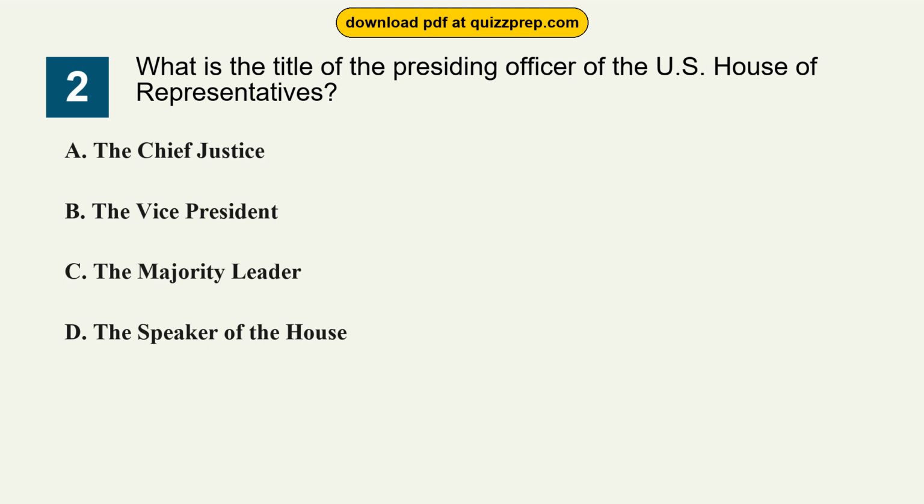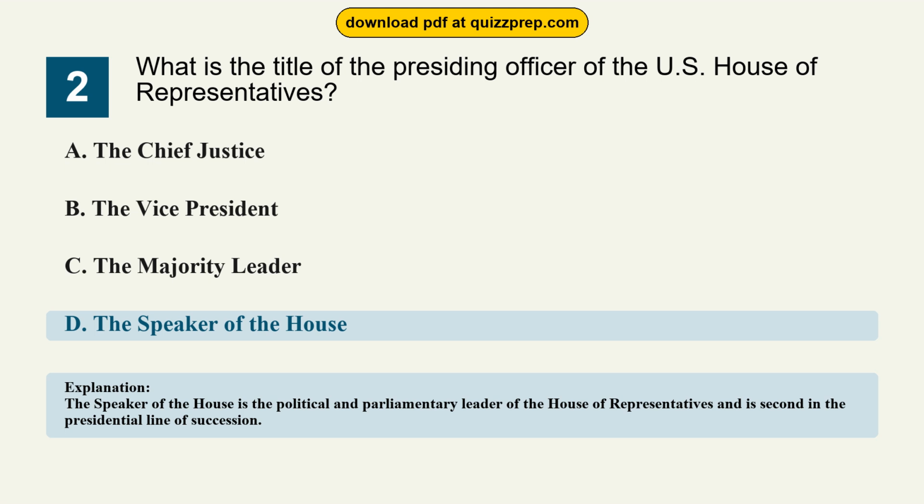Question 2. What is the title of the presiding officer of the U.S. House of Representatives? Option A. The Chief Justice. Option B. The Vice President. Option C. The Majority Leader. Option D. The Speaker of the House. The correct answer is option D. The Speaker of the House. The Speaker of the House is the political and parliamentary leader of the House of Representatives and is second in the presidential line of succession.